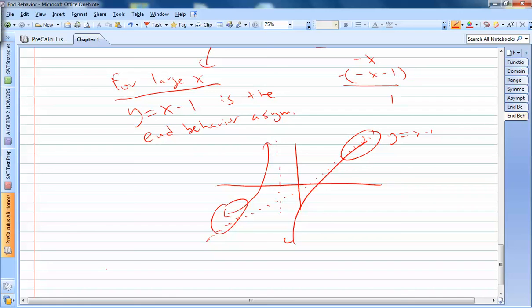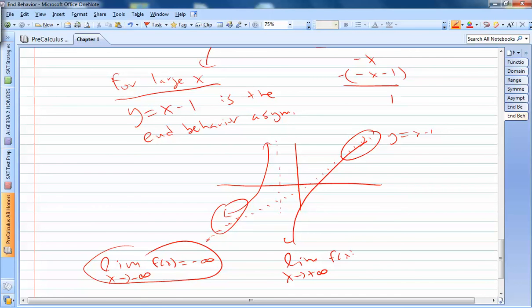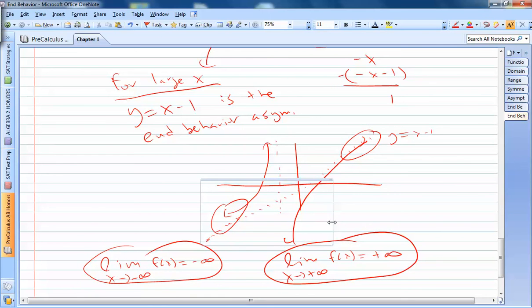As for how do I write the end behavior, the limit as x approaches negative infinity of f of x is negative infinity, because it just keeps going down. The limit as x approaches positive infinity of f of x will be positive infinity because that just keeps going up. And also if you think about y equals x minus 1, it's pretty obvious when x is going to the left, y is going down forever. When x is going to the right, y is going up forever. So you'd write your end behavior that way.